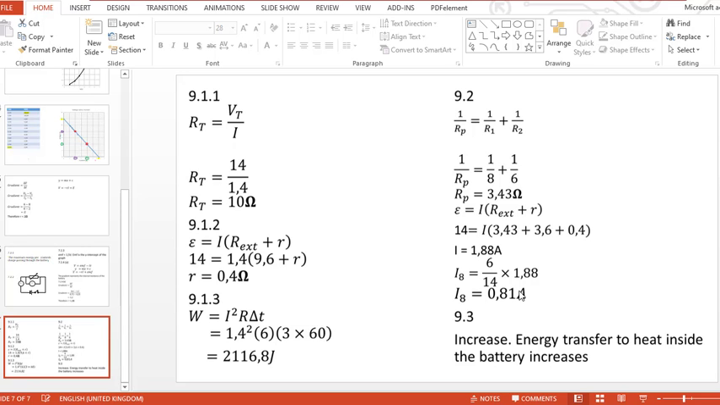So that is how to approach this question. There is another way that we can get this, you can explore that. You can explore other ways of getting the current through the 8 ohm resistor. Then we look at 9.3.